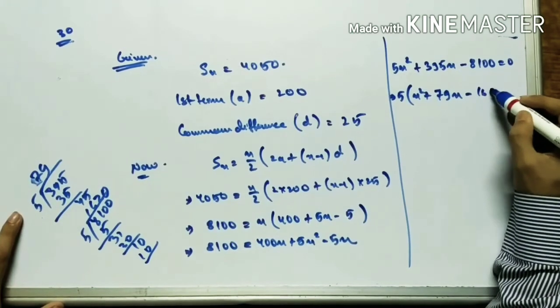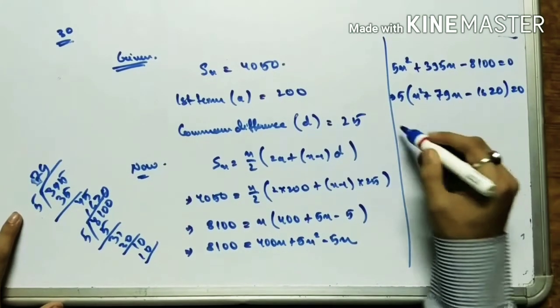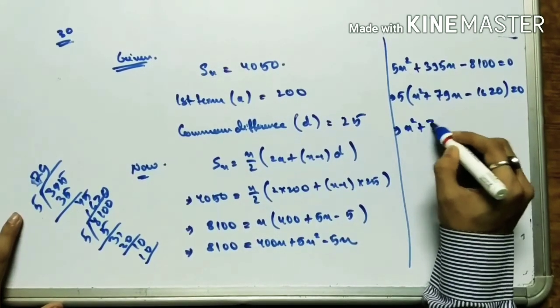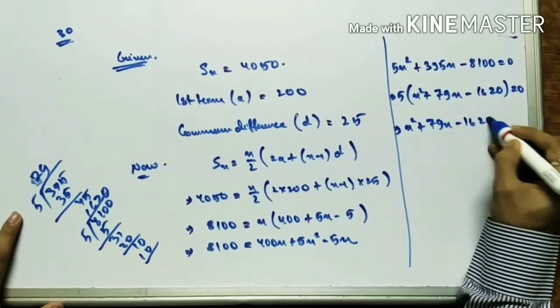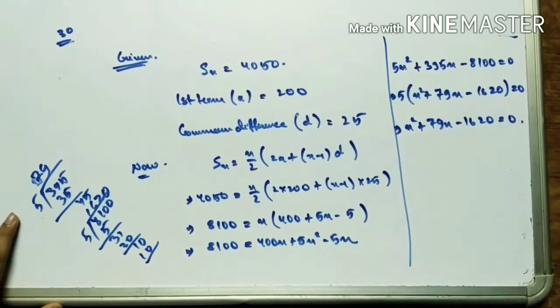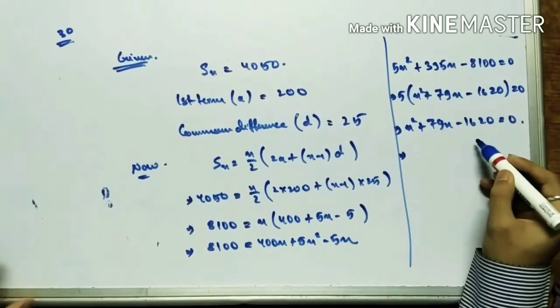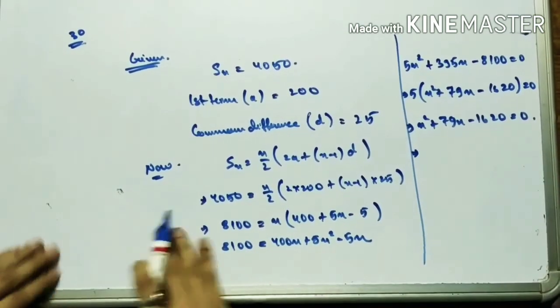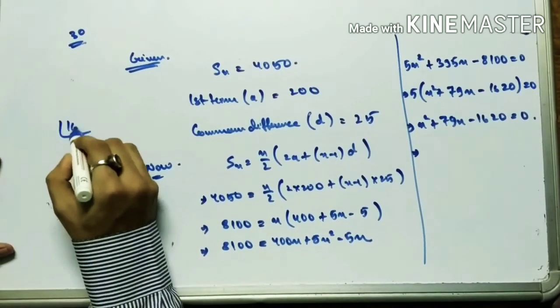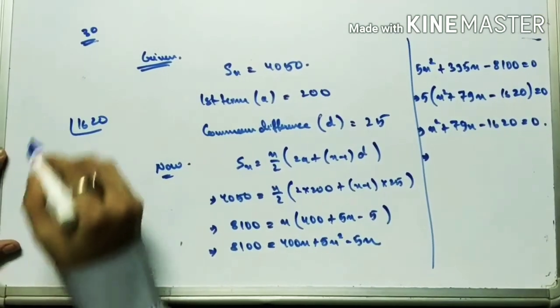So ultimately I will get n square plus 79n minus 1620 is equals to 0. Okay, so this I got in the form of a quadratic equation. The n value I will now find by splitting the middle term. You have already learned splitting the middle term.